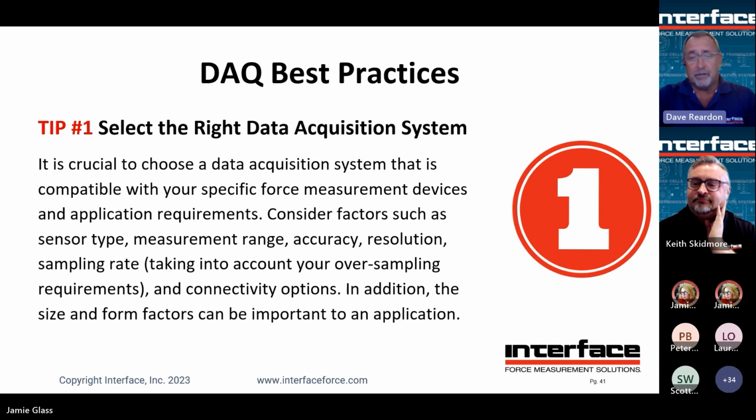Things to consider are your sensor type, what the output of that sensor is, whether it's a millivolt per volt, a voltage, or maybe it's a current, a 4 to 20 milliamp sensor. Things like your measurement range, the accuracy, your resolution of the data, and the sampling rate, taking into consideration things like oversampling requirements.